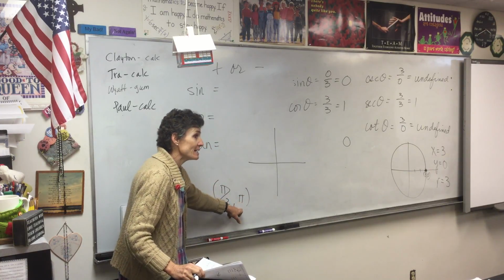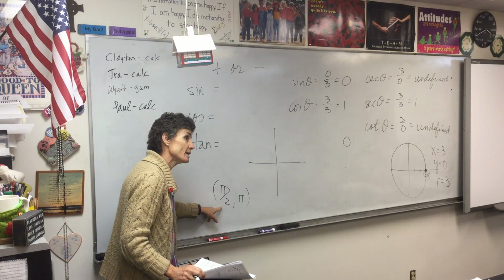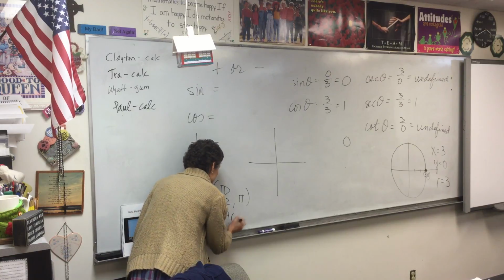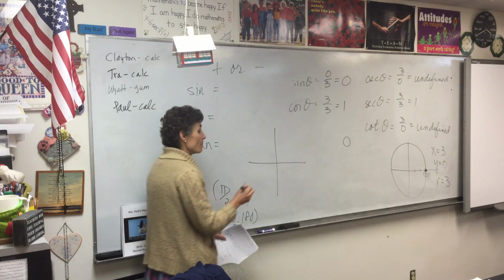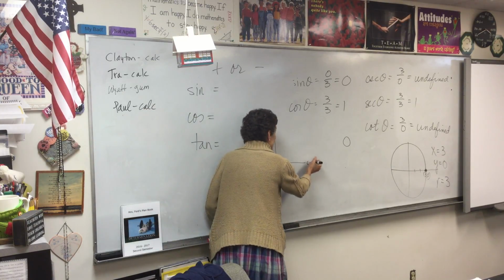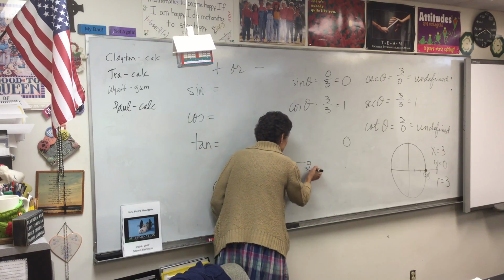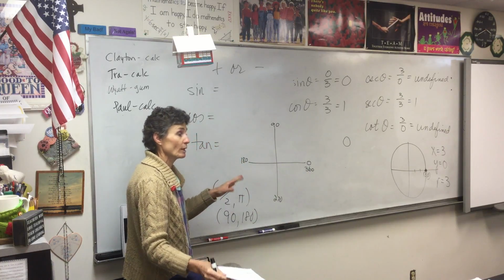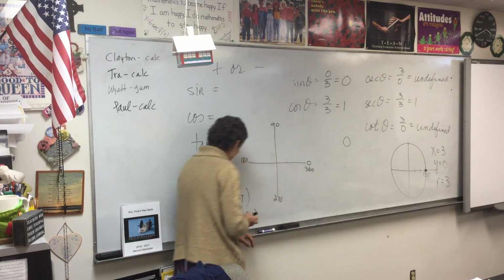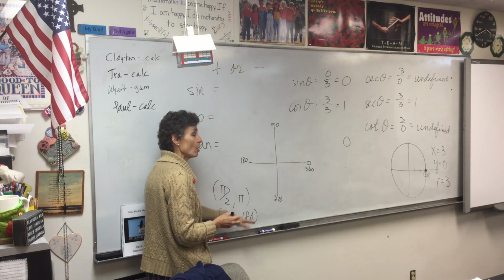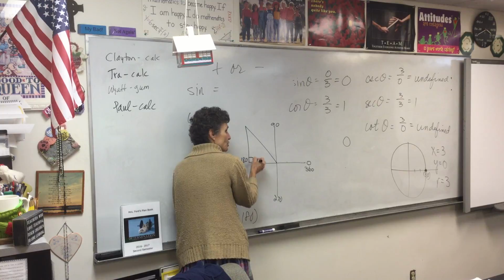Now, pi is the same as 180. So pi over 2 would be 90. So what they're really saying is, look between 90 and 180. Now remember, when we label our angles, this is 0, this is 90, this is 180, 270, 360. That's how angles are labeled. We start here. So if we want to be between 90 and 180, where will I be? Top left, or I'll call it quadrant 2.